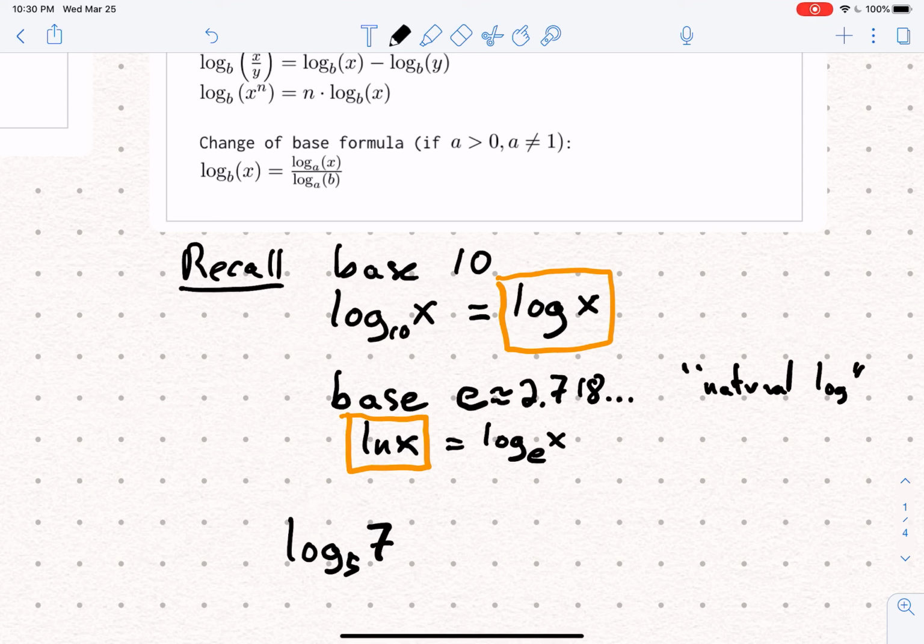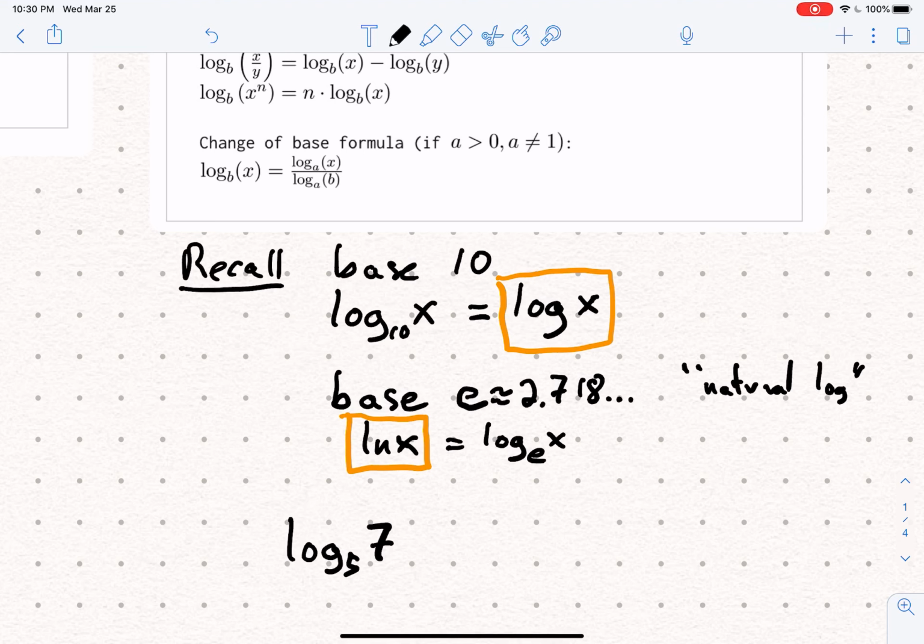If you just remember what logs mean, this is like asking, okay, if you have the number 5 and you're raising it to a power, what power do you have to raise it to in order to get an answer of 7? And if you want to calculate this, it's a number between 1 and 2, because 5 to the 1 power is 5, and 5 to the 2 power, 5 squared, is 25, and 7 is in between there. So it's a number between 1 and 2.